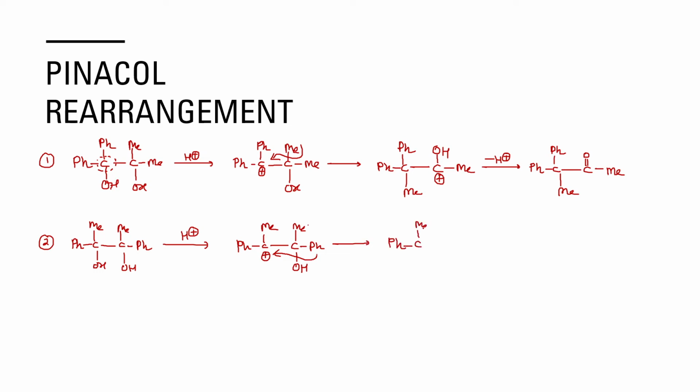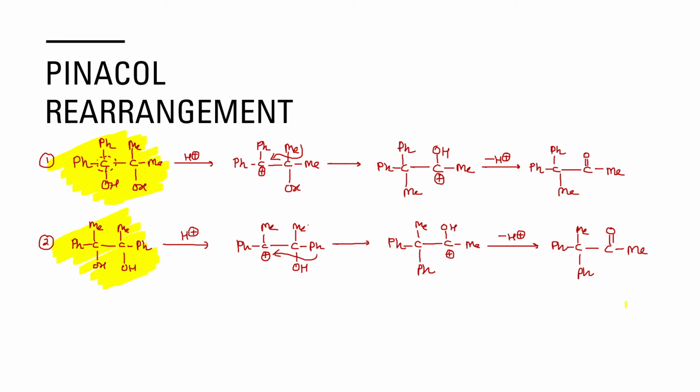And we will end up obtaining Ph, CMe, Ph, COH with a positive charge, Me. It will lose H plus to become Ph, CMe, Ph, C double bond O, Me. So look, you take either this compound or this compound, you are getting the same product.